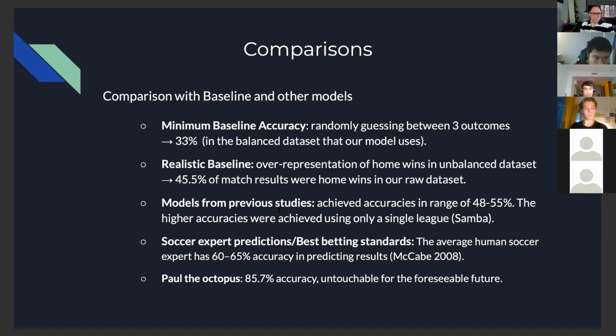So we had to at least beat 45.5% for our model to be successful. We also wanted to be competitive with existing models that came from our reference papers. So within 48 to 55%, we were able to actually meet this goal using more leagues and less features, which was very impressive. That being said, there's still a lot of room for improvement compared to human predictions. Sports analysts are correct 60 to 65% of the time, with soccer analysts around 50 to 55% of the time.